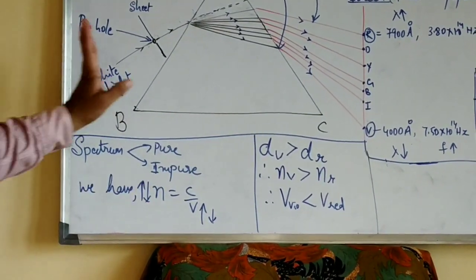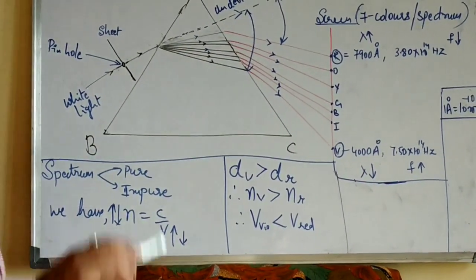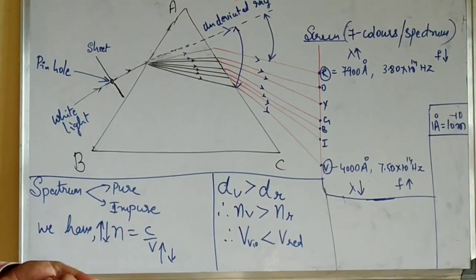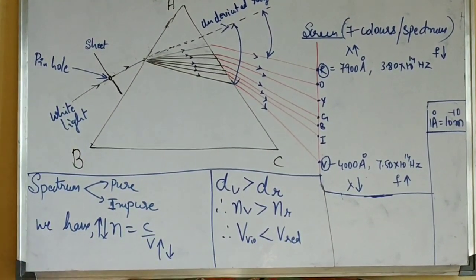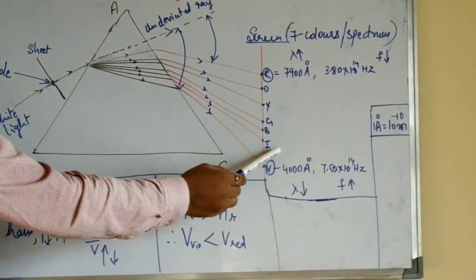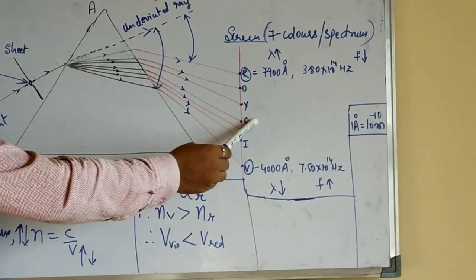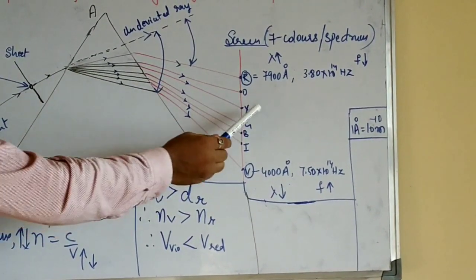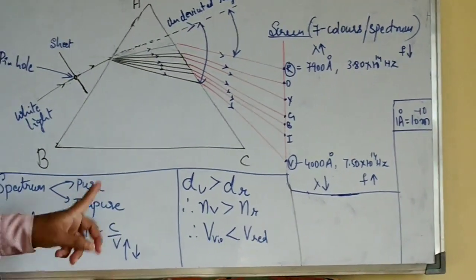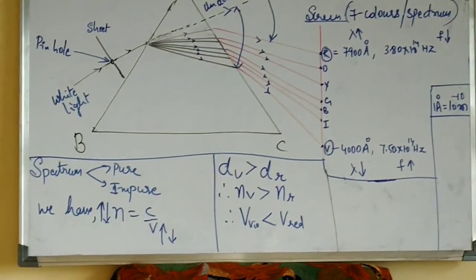The spectrum that we see in the prism is an impure spectrum, where we can see overlapping of one wavelength on another, or one color on another. Violet is overlapped on indigo, indigo on blue, blue on green, green on yellow, yellow on orange, and orange on red. So this results in an impure spectrum. Usually we get the impure spectrum.